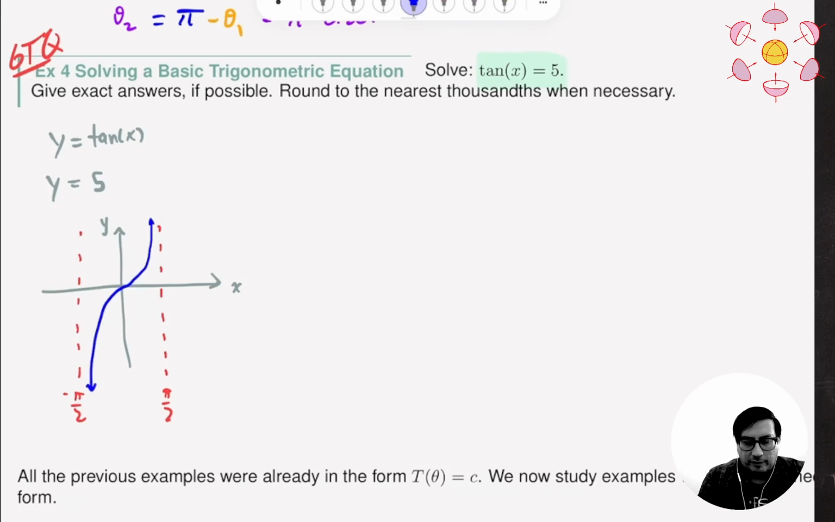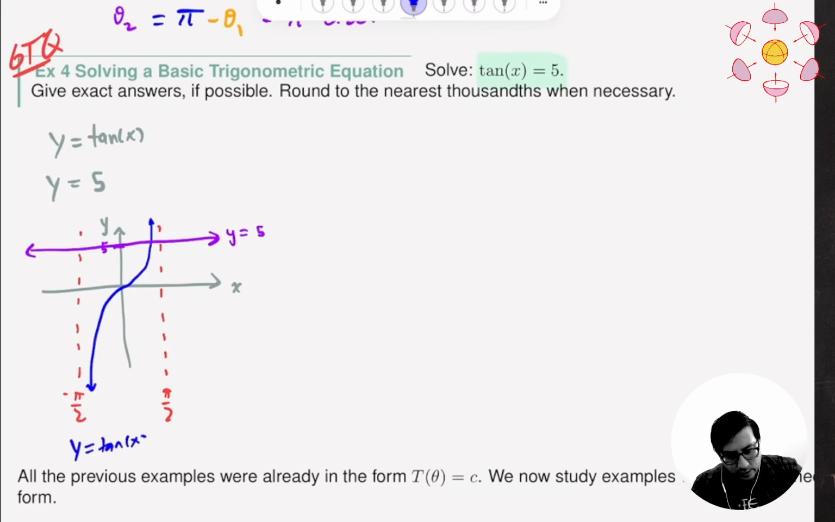So clearly, if I draw y equals 5, I can do that. And let's pretend that's 5. So y equals 5, and we've drawn in blue y equals tangent of x. So what we're looking for is where these intersect. And I hope you can see that visually we have a solution over here. Now, are there going to be more solutions to this? Yes, but it's not going to be on this blue picture, right? It's going to be on all the other copies of tangent as we keep repeating it by the period.